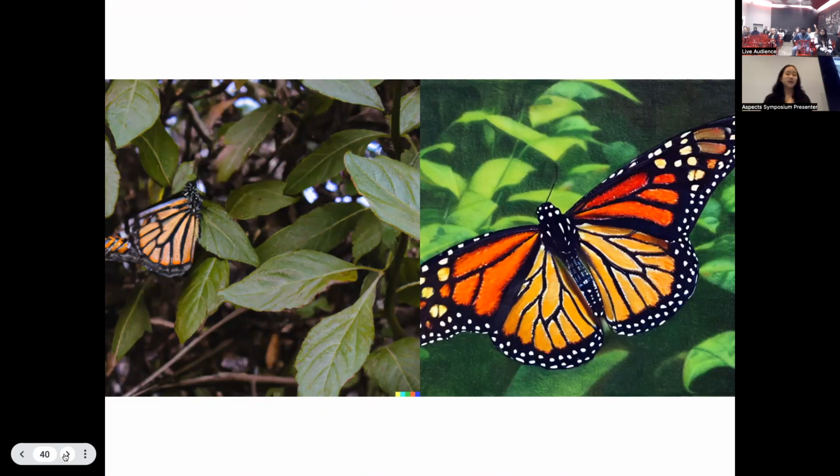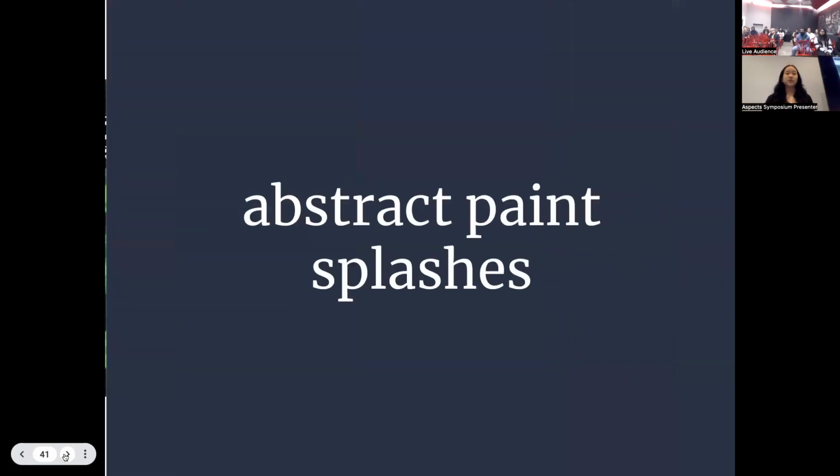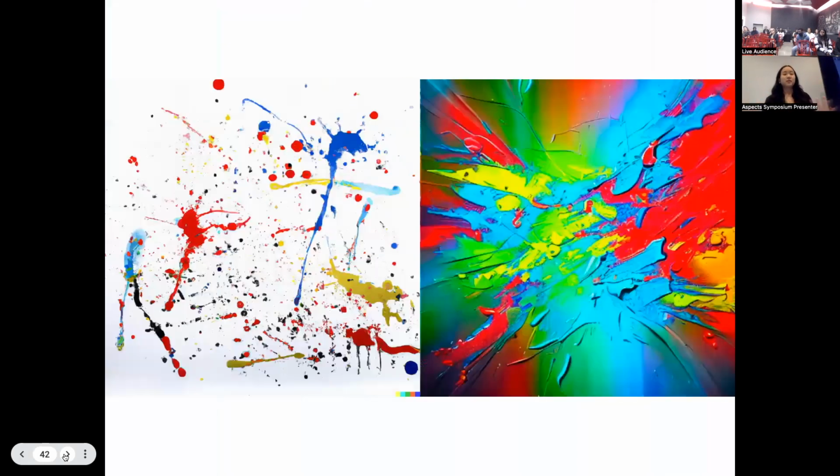Okay. And then again, we can do this with abstract paint splashes. Now, this prompt is, albeit, a lot less informative than the last prompt that I gave. So again, I just want you to think about this in your head. Now, if you were thinking more on the left, can I see a raise of hands? And if you're thinking more on the right?